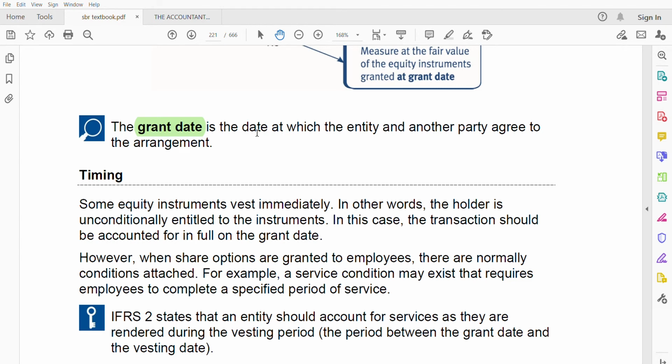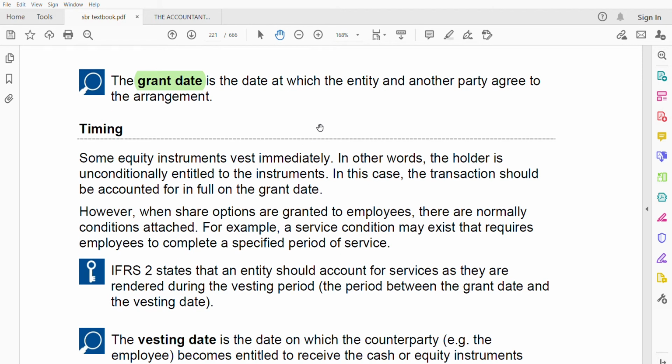Now let us go to the timing. Timing matters a lot in IFRS 2. Some equity instruments vest immediately. You don't have to wait for the future, 1 year, 2 years or 3 years. The holder is entitled to the instruments immediately. So on that day, the transaction is accounted for in full. On the grant date itself, you account for that transaction. You debit the expense and you credit the equity on the grant date itself, if it vests immediately.